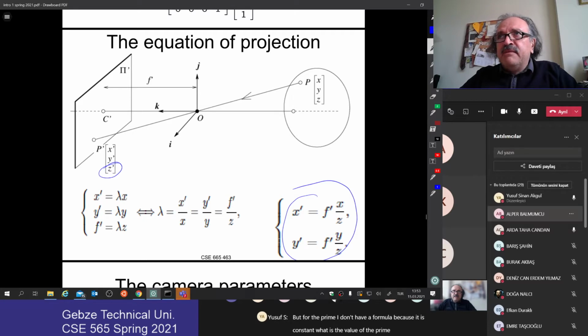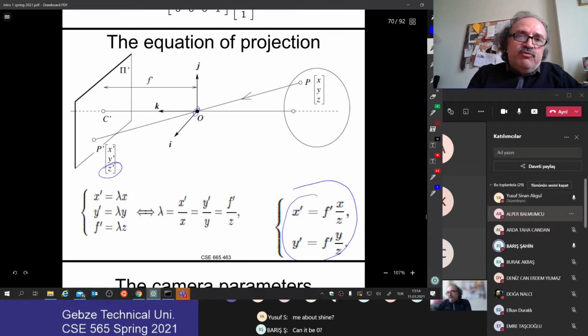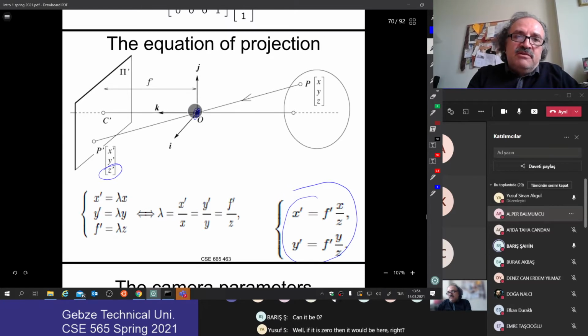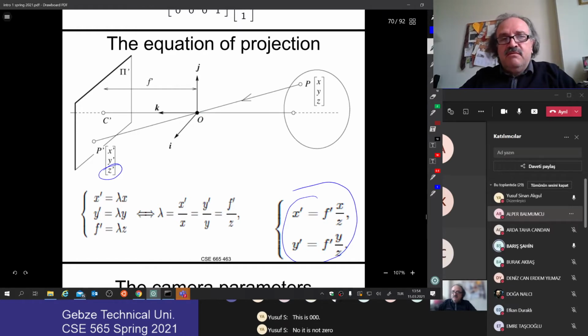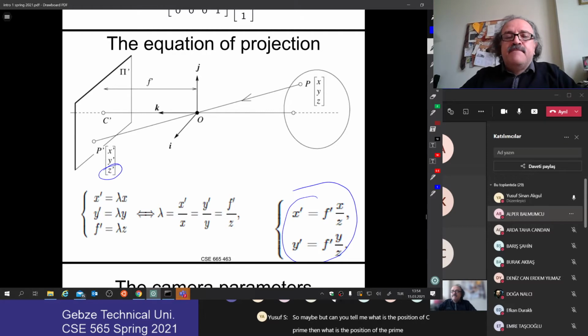Barış, can you tell me? Barış Şahin? Can it be 0? Well, if it is 0, then it would be here, right? This is 0, 0, 0. No, it is not 0. So maybe, Barış, can you tell me what is the position of C prime then? What is the position of C prime? Here.